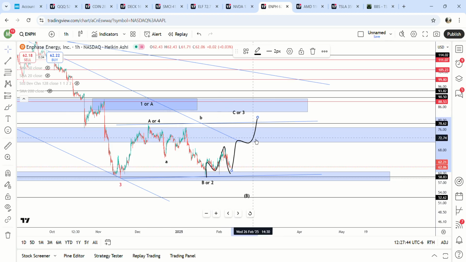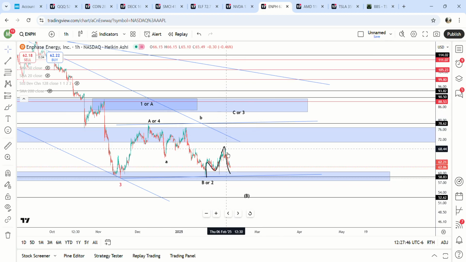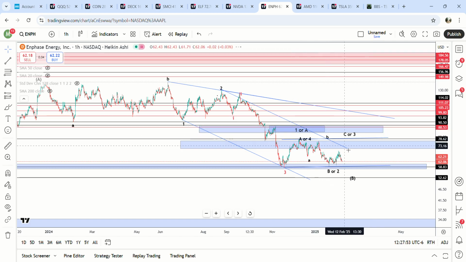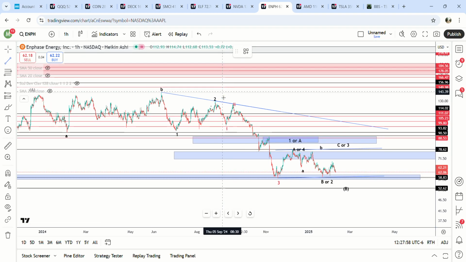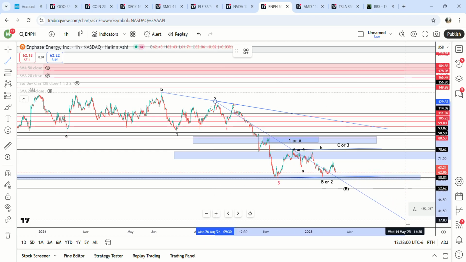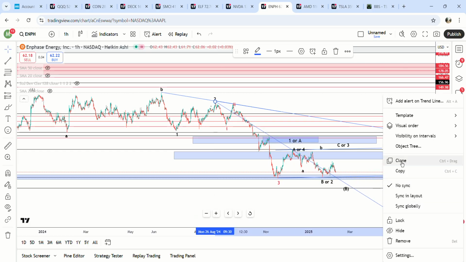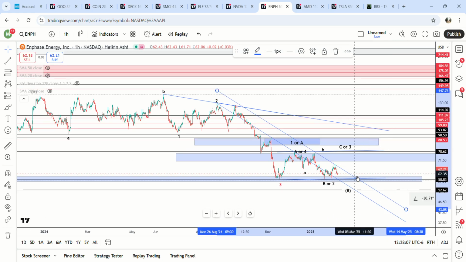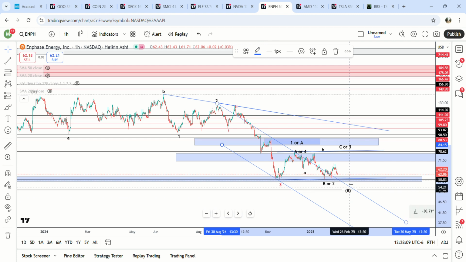then we're probably going to go down and make new lows, and I'd be buying probably in the low 50s. Low 50s would be my target. Let's just say that is the end of the 4th wave right there. We can draw a parallel line from the 2nd wave. And I'd be looking for something maybe around this midpoint. So maybe out here.